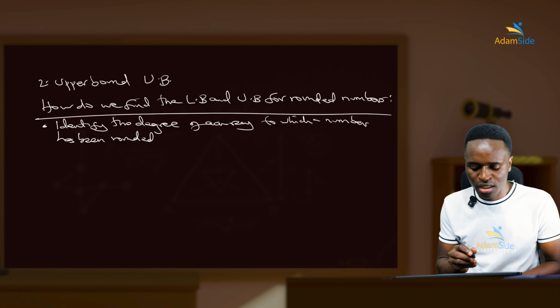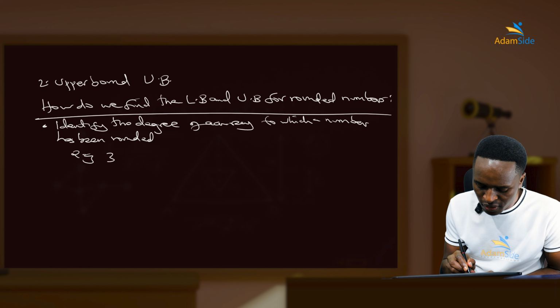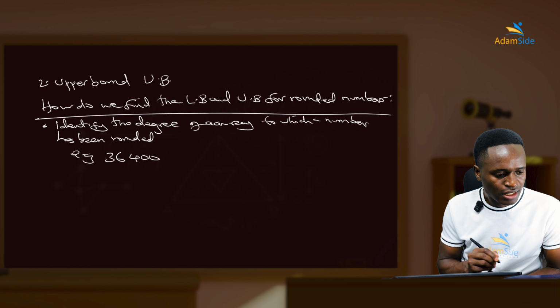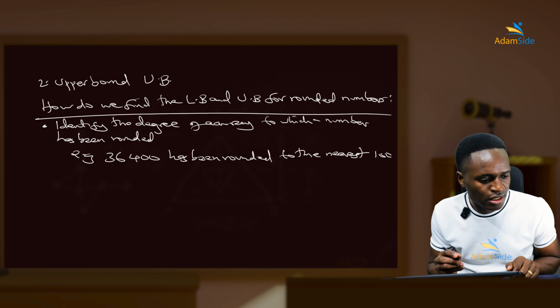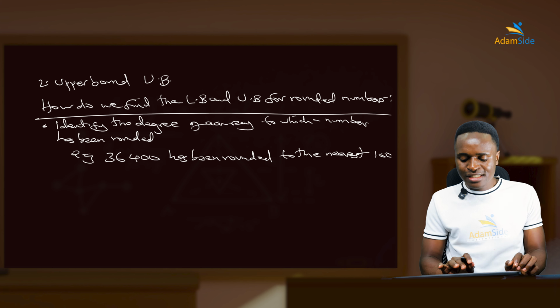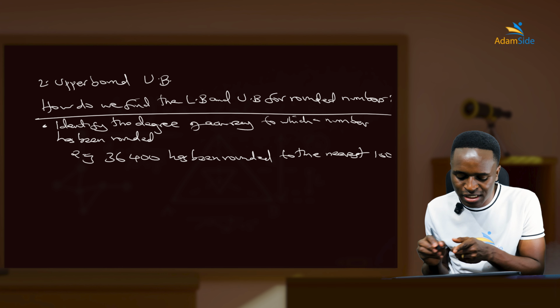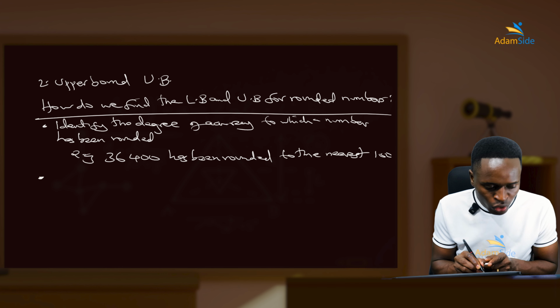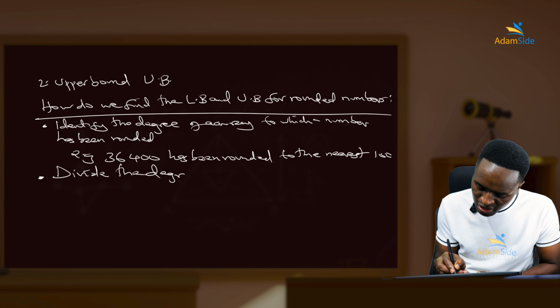For instance, we have 36,400, which has been rounded to the nearest 100. So we identify the degree of accuracy to which a number has been rounded. And then rule number 2, we divide the degree of accuracy by 2.